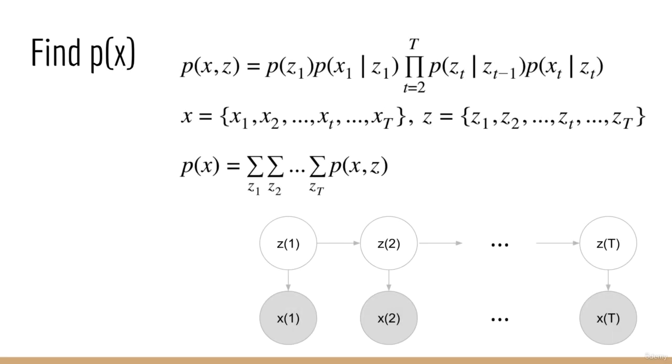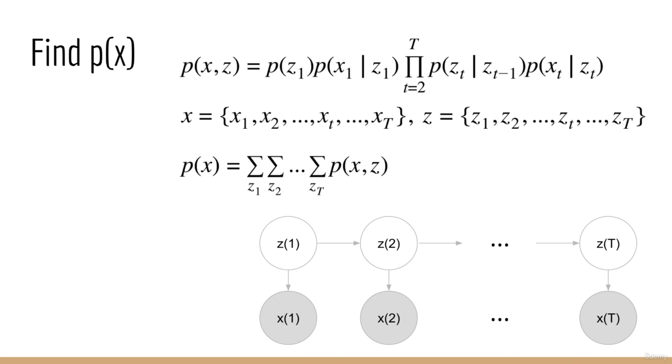So if we keep following this pattern, what do we get? Well, let's now assume that we have a sequence of length big T. In this case, we can express the joint distribution over the sequences x and z by following the pattern we had before. Notice that the x without any subscripts is the sequence x1 up to xT, and z without any subscripts is the sequence z1 up to zT.